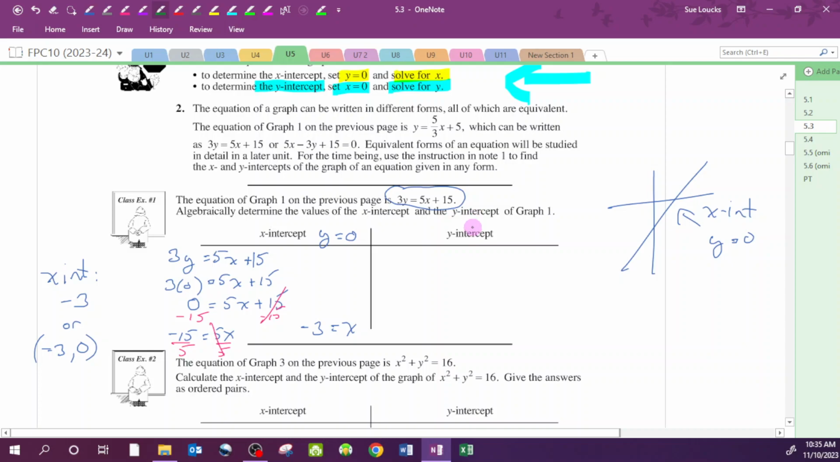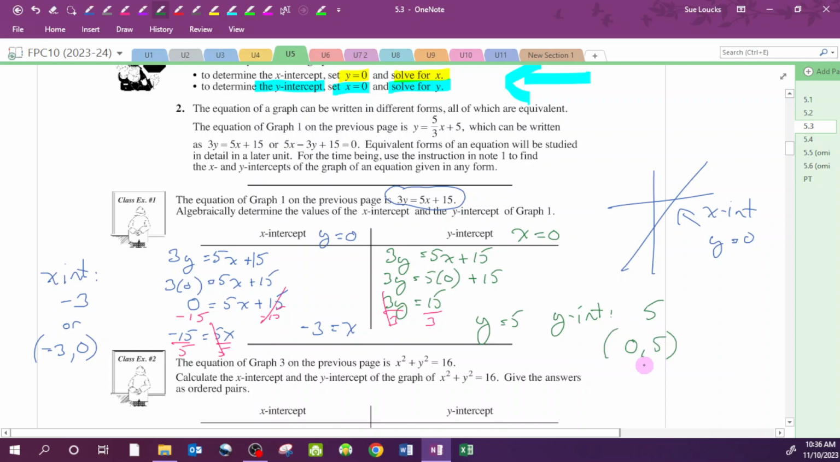Okay, when we're looking for the y-intercept, that means that we need x equal to 0. So I've got 3y equals 5x plus 15. 3y equals 5 times 0 plus 15. So 3y equals 15. Divide that by 3, divide that by 3, and I get y equals 5. So my y-intercept happens at 5, or (0, 5). Okay, those are the two options.